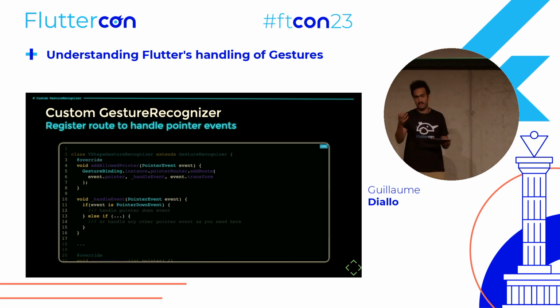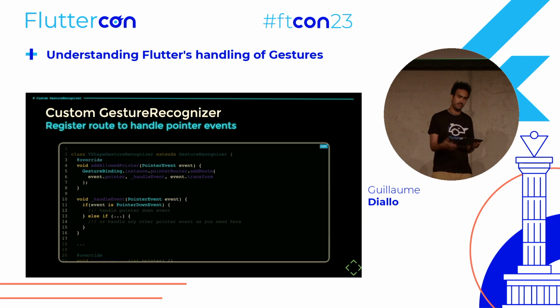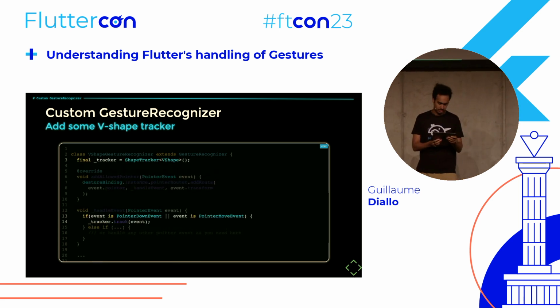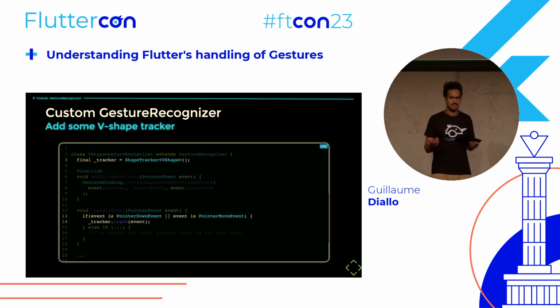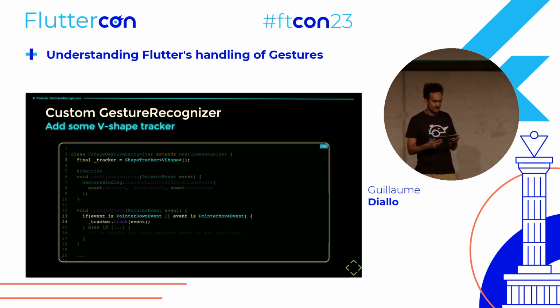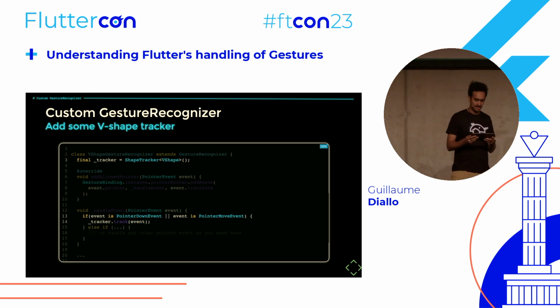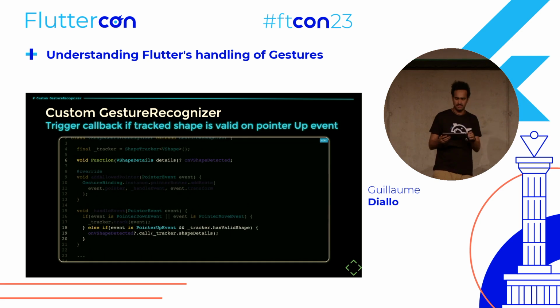And then we implement the handle event that takes a pointer event and does something with it. So for instance, in our case, we're going to do something with it to track our gesture. We're going to need some kind of tracker. I won't go into detail of how we can detect some letters because that's not the point of today, right? But we need some kind of tracker, and for every incoming event, we add the pointer event to that tracker list so that it can know the shape you are drawing on the screen.